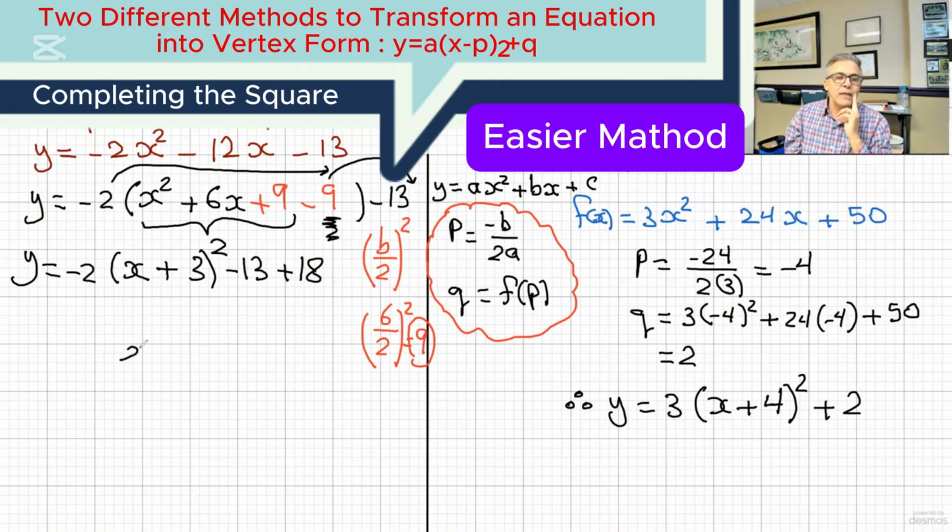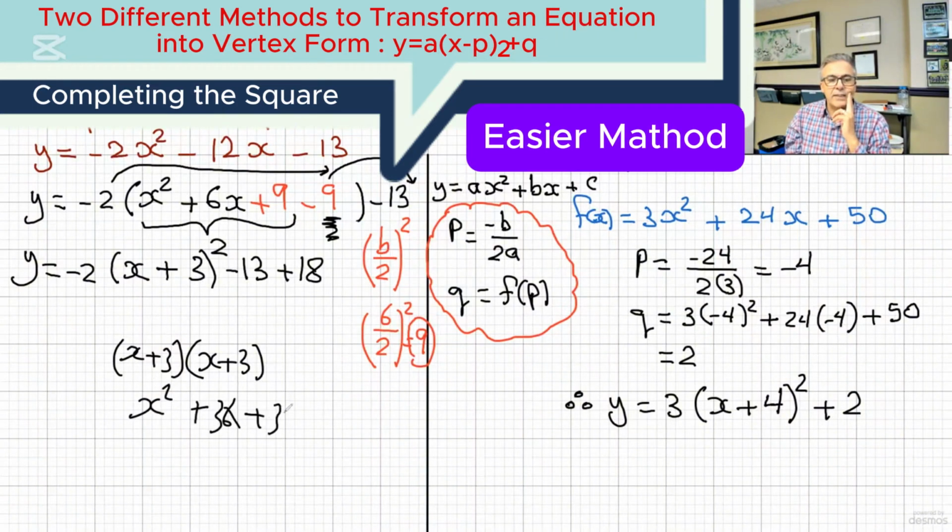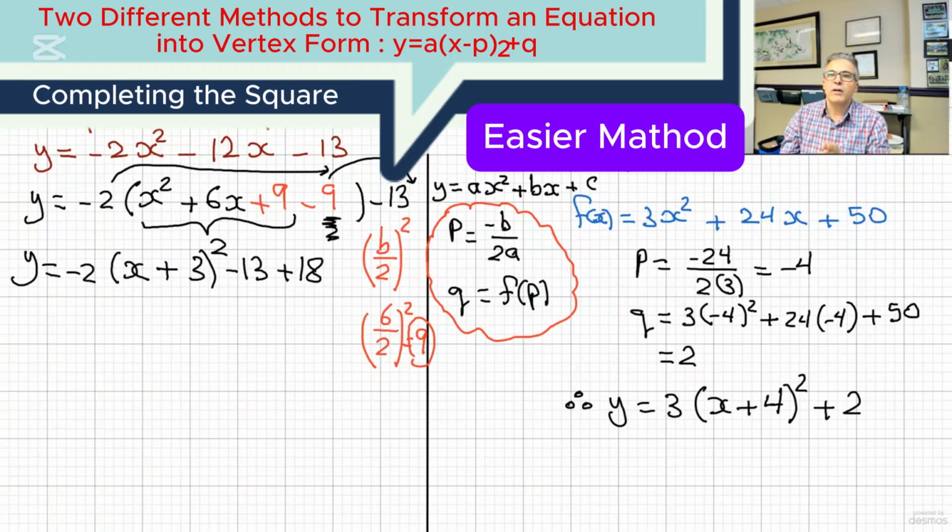Now, you see, if you go x plus 3 times x plus 3, that will FOIL into x squared plus 3x plus 3x plus 9, which gives you x squared plus 6x plus 9, which is that right here. But again, you don't have to do all that work. This is for me to show you that it works. So after you complete the square, put this line underneath this part of the equation, because this is what completes the square. The 9 here and that here is going to give you this.